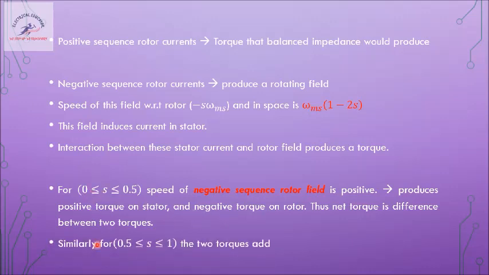Now similarly, if the slip value is between 0.5 and 1, these two torques will add up, because in both cases we get a negative torque. So for slip value less than 0.5, I can say we get a positive torque, and for slip value greater than 0.5 we get a negative torque.